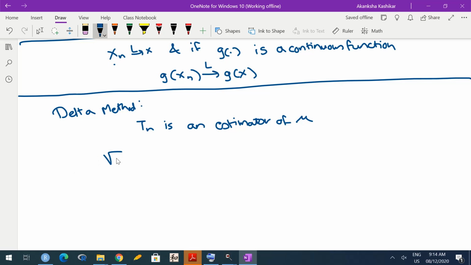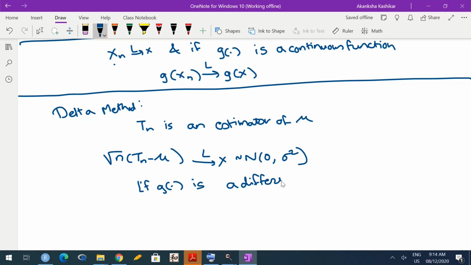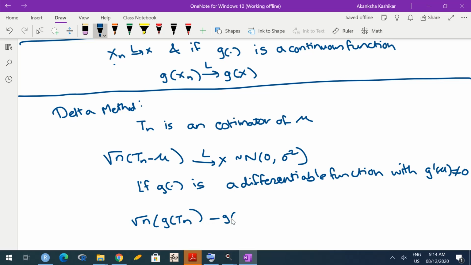Then we know that root n times (Tn minus mu) converges in law to X, which is, say, normal(0, sigma square). Then if g is a differentiable function with g prime(mu) not equal to 0, then root n times (g(Tn) minus g(mu)) converges in law to normal(0, (g prime(mu)) whole square sigma square).